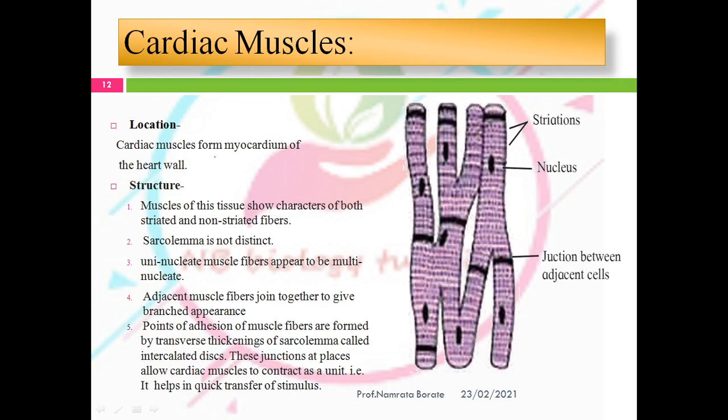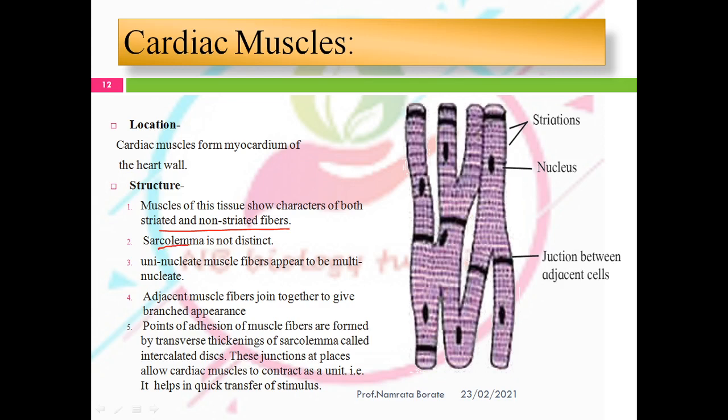The third type of the muscular tissue is the cardiac muscle. These cardiac muscles are present in the middle part of the heart wall, that is the myocardium, meaning the myocardium of the heart wall consists of the cardiac muscles. So when we see the structure of this cardiac muscle, it shows the characteristic features of both the striated and the non-striated fibers. This is the significant characteristic feature of the cardiac muscle.